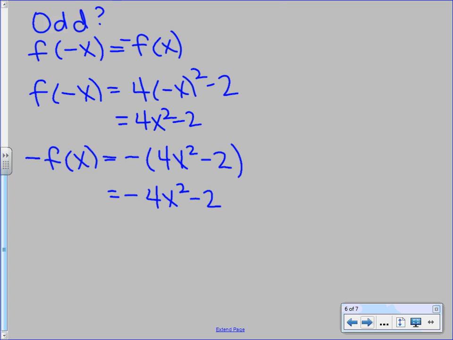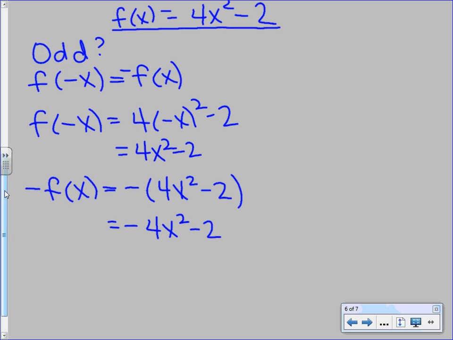Are those two equal? Would the 2 become a positive? Sorry, thank you. Yes, it would. The 2 becomes a positive. Okay. Are these two the same? No. F of negative x is not the same thing as negative f of x. So we are not odd. Thank you.